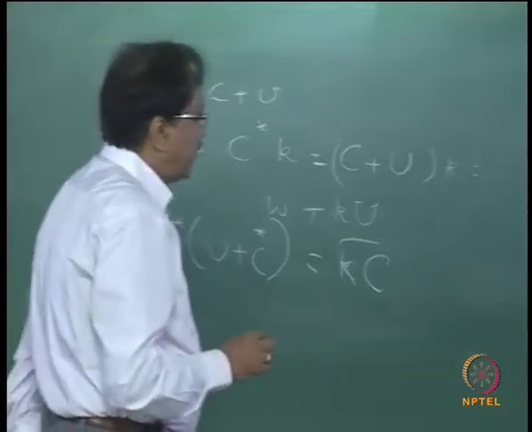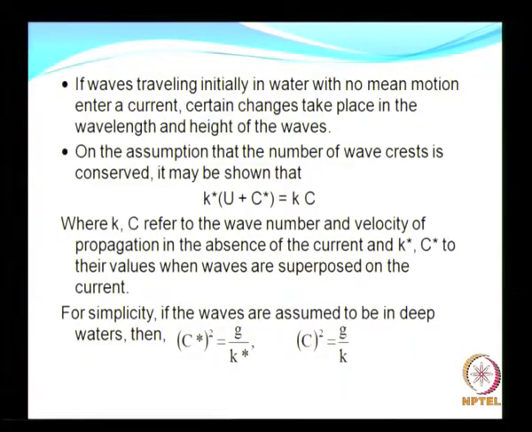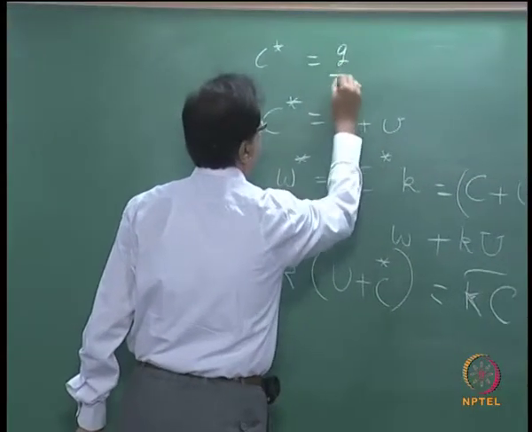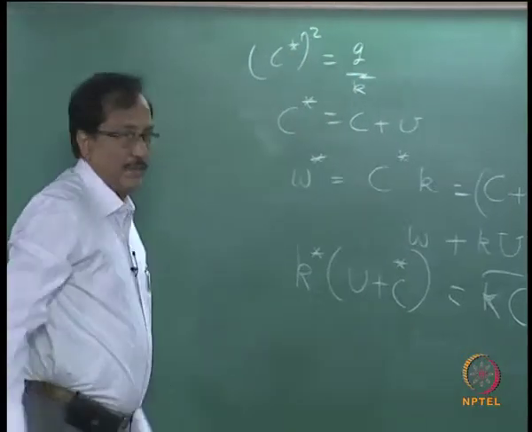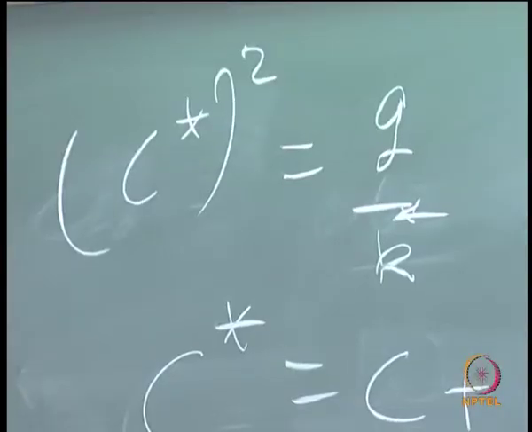Okay. So, in that case we can assume that it is in deep waters, and hence you will have that C star square will be G by K. Okay. So, I will also write this C star equal to G by omega star, so that you need not have to keep on referring to your slides back and forth.